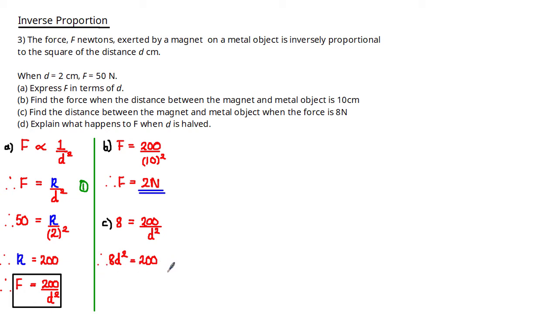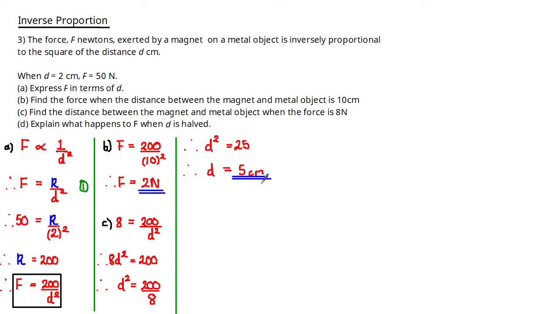Dividing both sides by 8, we get that d squared is equal to 200 over 8, and therefore d squared is equal to 25. To find d, we take the square root of both sides to get that d is equal to 5 centimeters. Now in general, the square root of 25 is plus or minus 5, but as mentioned earlier, we're only looking at positive quantities when we talk about proportion. So we take the positive value of 5, okay?